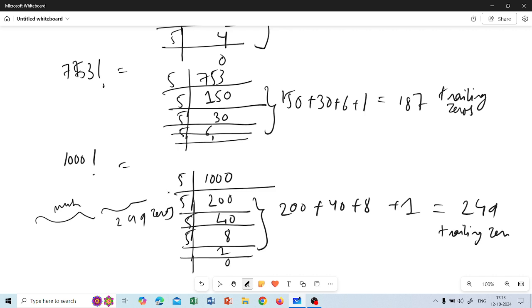That is trailing zeros. So again, I am simply repeating it to ensure that you all are in line with what I want to convey here.